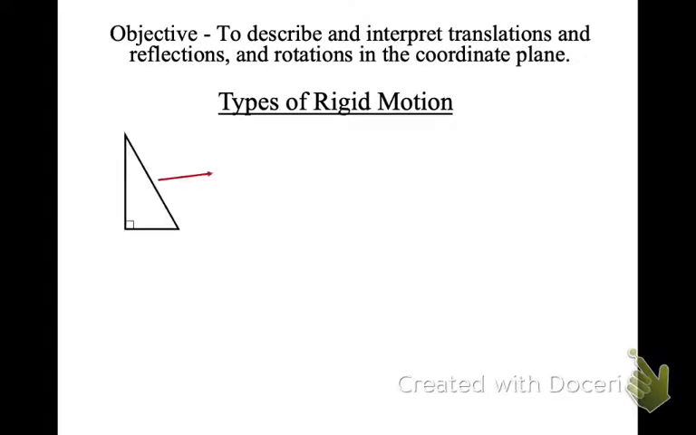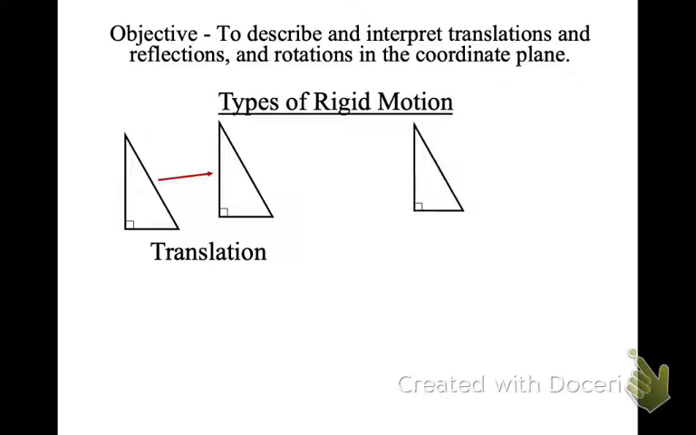The first thing we have is something called a translation. I take a triangle and I slide it over. That's what we call a translation. Now, in kid words, they call that a slide, but in math words, we call that a translation. The next form of rigid motion is something called a rotation. I take that right triangle and I turn it, and that's called a rotation. So we have a translation, which is a slide, and a rotation, which is a turn.